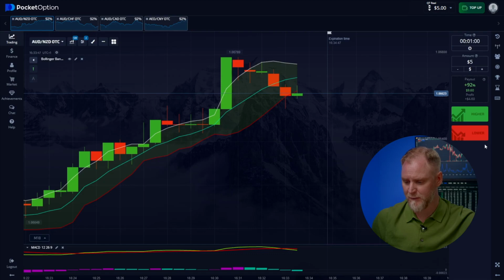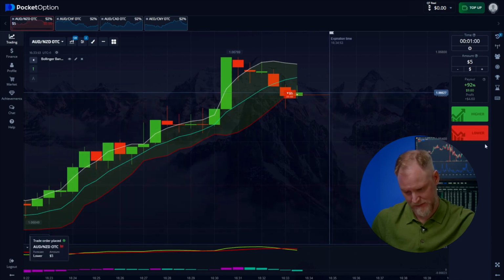So we're all set now, and let's dive into trading. First up, Aussie and Kiwi. I'm expecting a downtrend, so I'm hitting the lower button. I'll explain to you why.